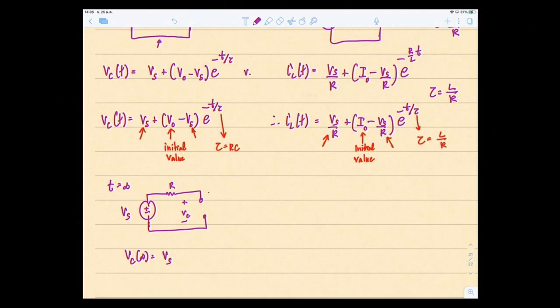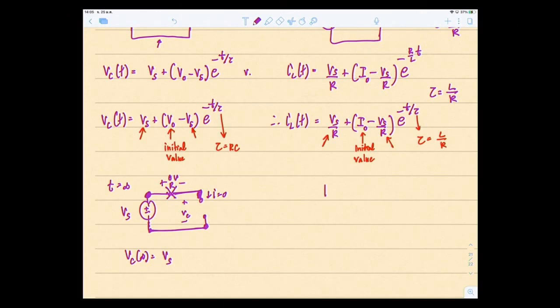Because there's no current flowing, I equal to 0. That means there's no voltage drop across this, 0 volt. So this point is the same as this point. Therefore it's equal to Vs. Okay, what about this one here?